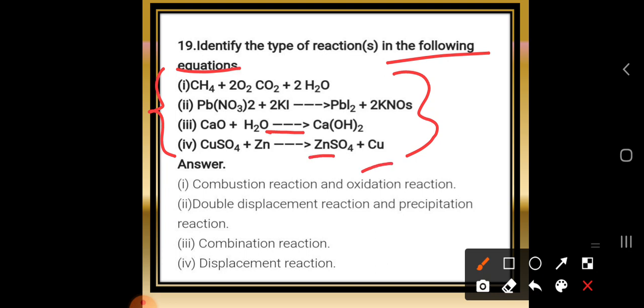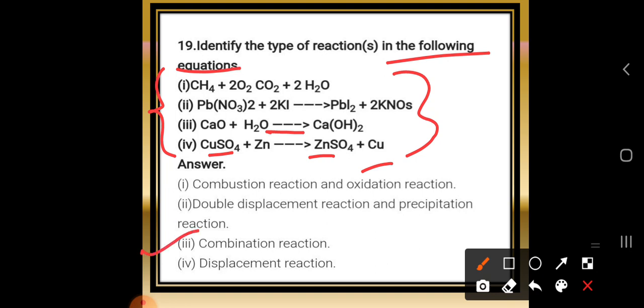Dear students, let's start with the fourth example. Why? Because it is very easy. CuSO4 is copper sulphate. So how can we say whether the zinc is displaced or not? With the help of the reactivity series of metals. Zinc is more reactive than copper. So copper will be displaced here and zinc will make a bond formation with the sulphate. So you will get a salt.